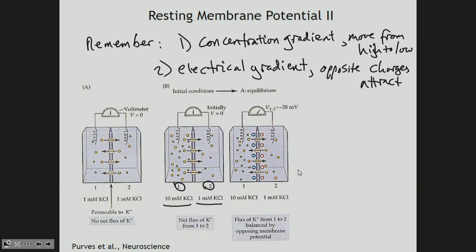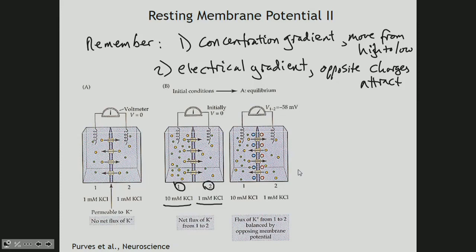Right? So now, once you're at equilibrium, what's going to happen is you have a flux of potassium from box 1 to box 2, but it's not going to all move out to equilibrium, because as those potassiums move from 1 to 2, you're going to develop a positive charge on the box 2 side of the membrane when those ions flow through. And there's going to be a point when that positive charge, which sets up an electrochemical gradient, balances the concentration gradient. Right? And that's because it's selectively permeable, right?